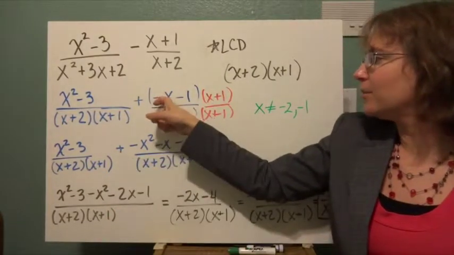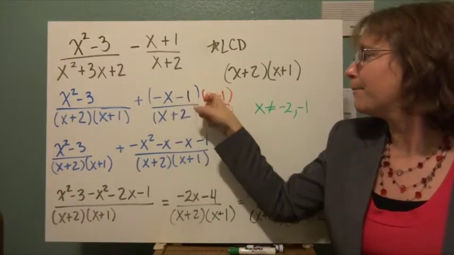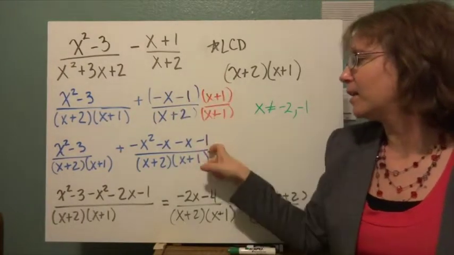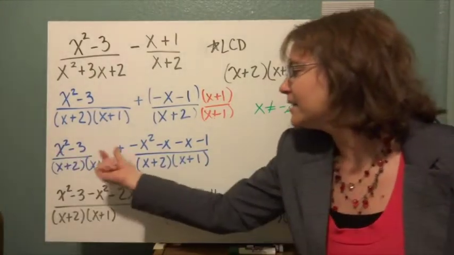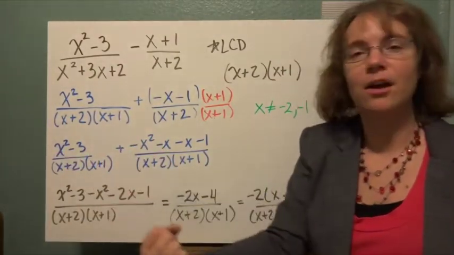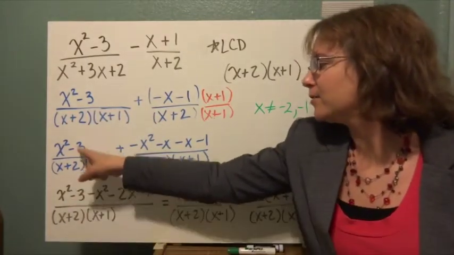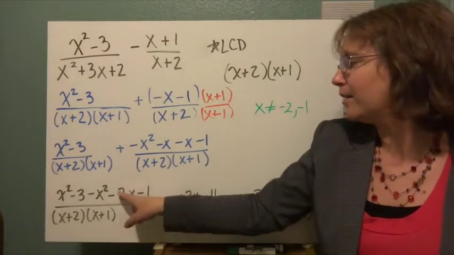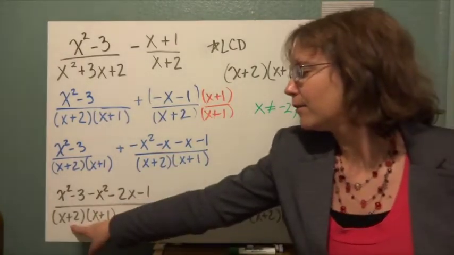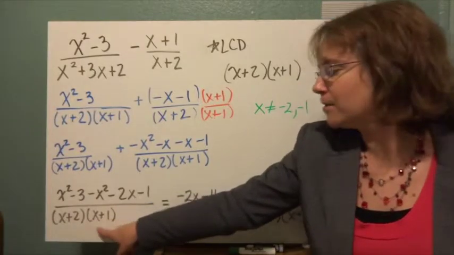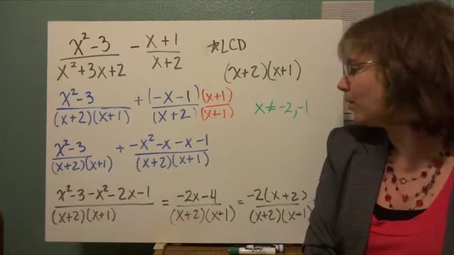Plus, and then distributing negative x squared minus x minus 1, all over my common denominator. Now I can write this plus this all over that common denominator. So putting it all together, I have x squared minus 3 minus x squared minus 2x minus 1. And that's all over my common denominator, x plus 2, x minus 1, as long as x is not equal to negative 2 or negative 1.